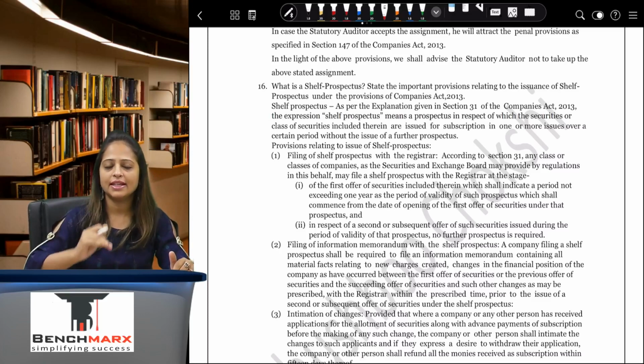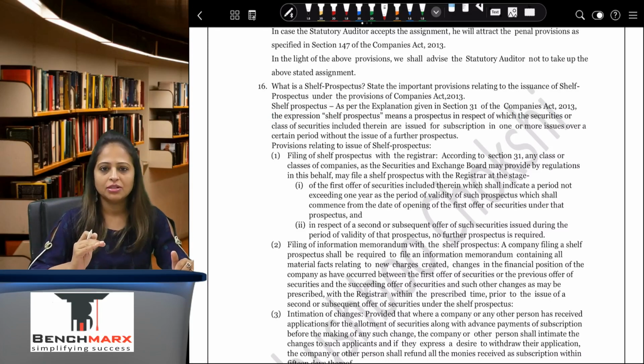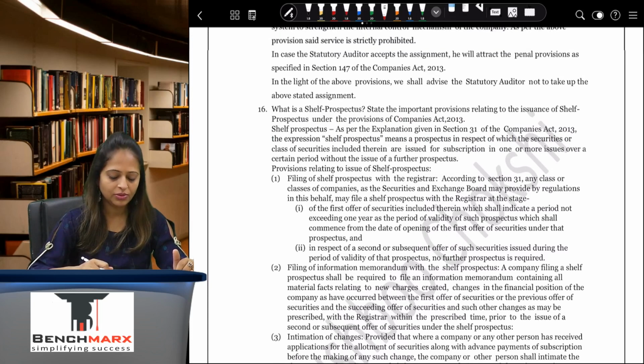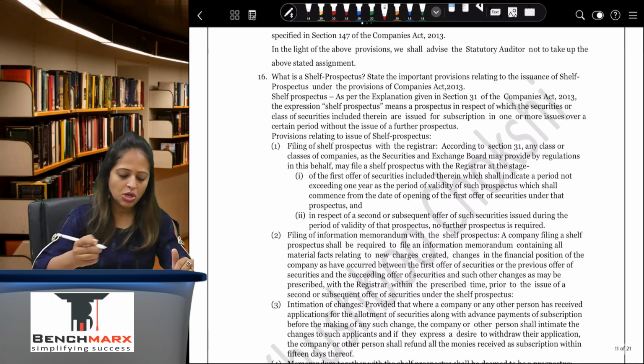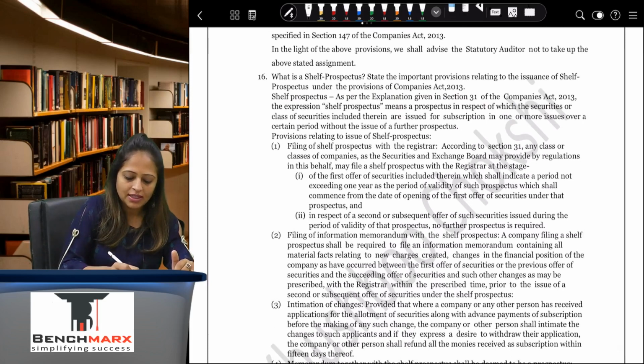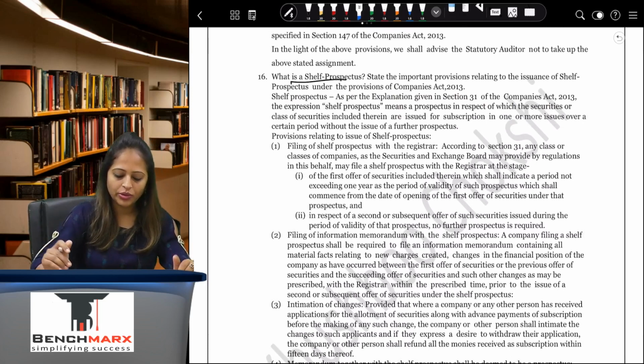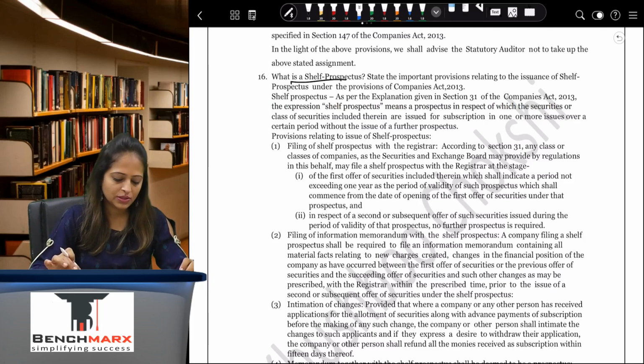Now coming to the second part, from question number 16, we'll start with the important questions which we can expect for the May 22 examinations. So coming to question number 16: what is a shelf prospectus, and state the important provisions relating to the issuance of shelf prospectus under the provisions of the Companies Act.